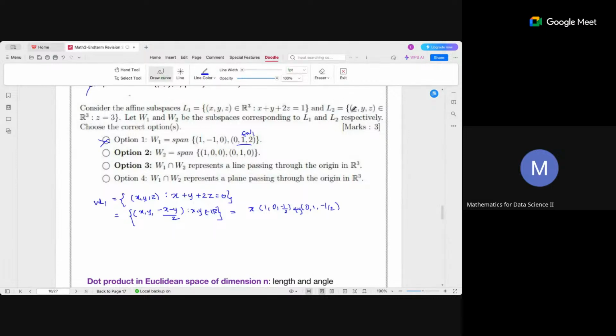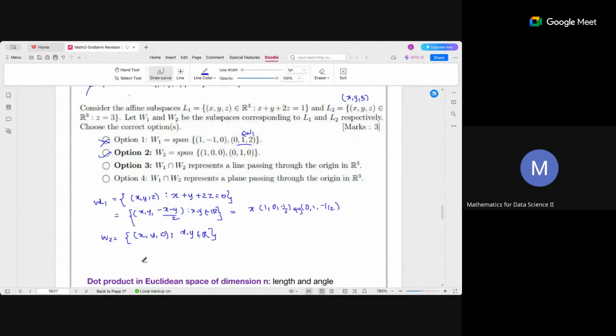So this is your L2. For this L2, what is your W2? L2 is nothing but the set of all (x, y, 3). So what will be your W2 then? (x, y, 0). They are considering the z equal to 3 plane, so the z equal to 0 plane we need to consider. So for W2, this option is correct, right? Yes, ma'am. Okay.